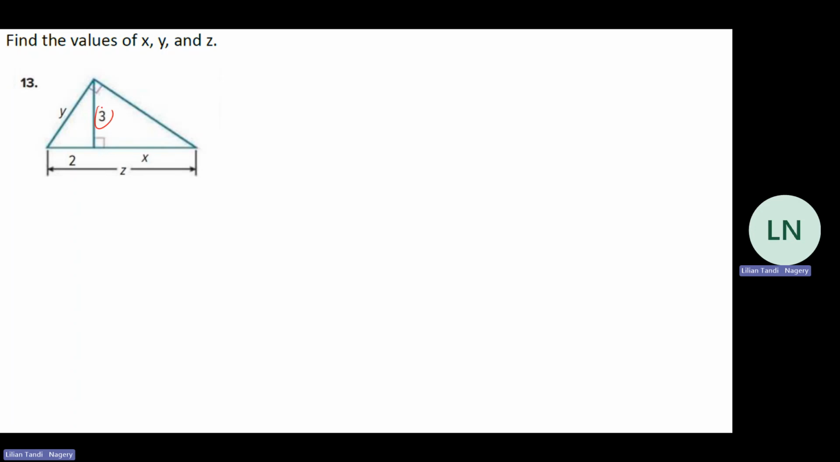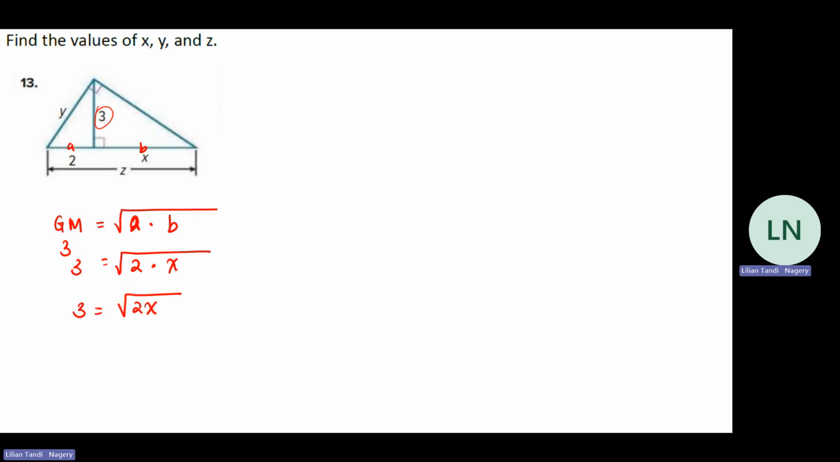So now the geometric mean is 3, and now you want to find x. Okay? So the geometric mean, which is 3, equals the square root of a times b. This is your a and this is your b. So 3 equals the square root of 2 times x. So this will be 3 equals the square root of 2x.